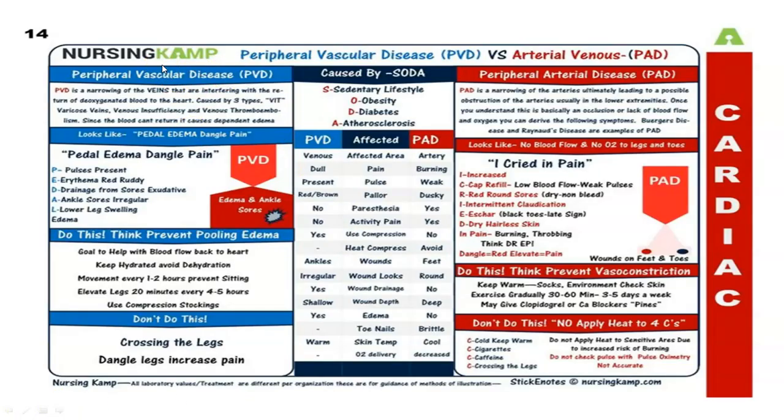So this is a breakdown of PVD versus PAD. Here we see those acronyms to help us remember our signs and symptoms. So on the left hand here we see the pedal. It's a pedal pulse, right? And on the right hand side, theirs is I cried in pain. Don't care how you remember it. This is a nice little breakdown of what you need to be thinking about.